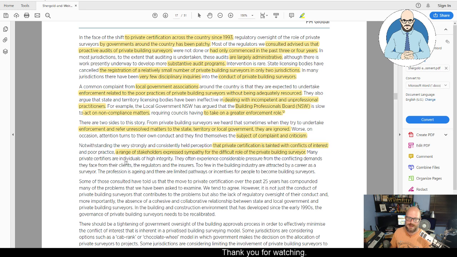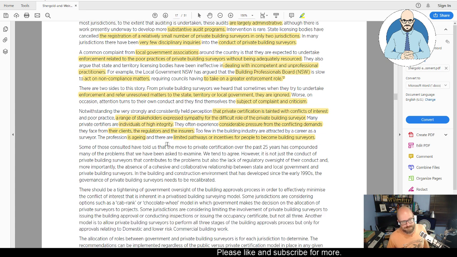Many private certifiers are individuals of high integrity. They often experience considerable pressure from the conflicting demands they face from their clients, their regulators, and insurers. Too few in the building industry are attracted by a career as a surveyor. The profession is aging, and there are limited pathways or incentives for people to become building surveyors.